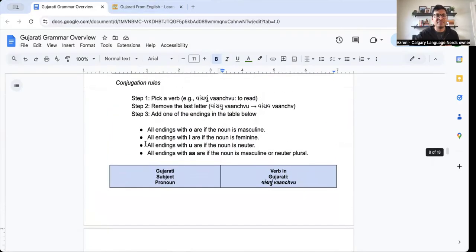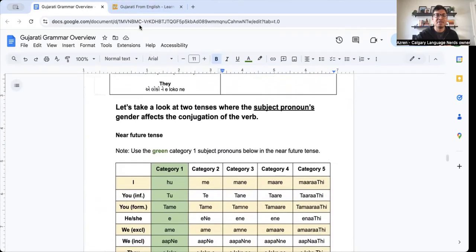So these are kind of our wants, shoulds, and musts. Again, I know I've gone relatively fast, but that's that. We'll take a look at two tenses where the subject pronoun's gender affects the conjugation of the verb.